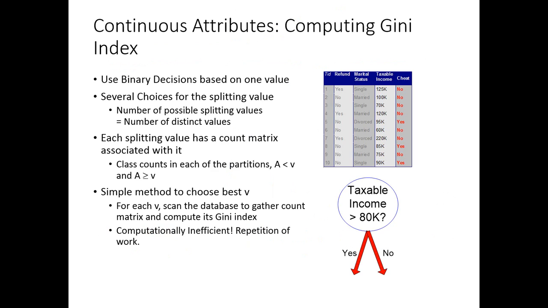Alright, so here is the real example that we have seen. Taxable income greater than 80k, yes or no. How do we come up with that 80? Remember, we had seen in that example, we can actually use Gini index to get into that. So how do you do that? Use a binary decision based on one value. How do we come up with that one value? We had one value, 80k.